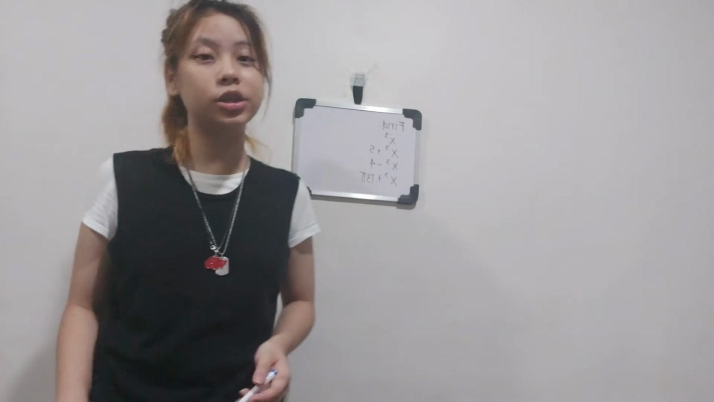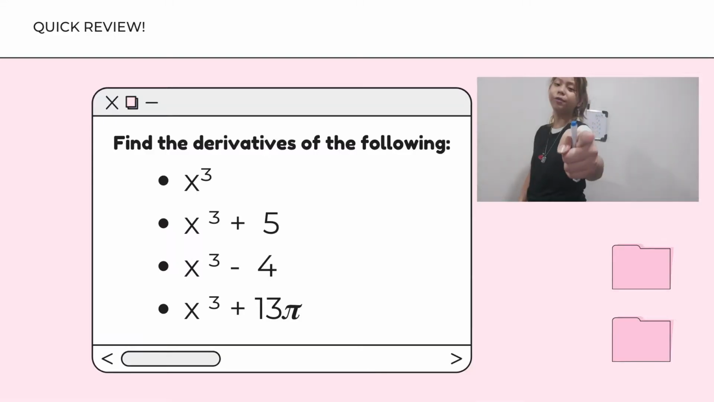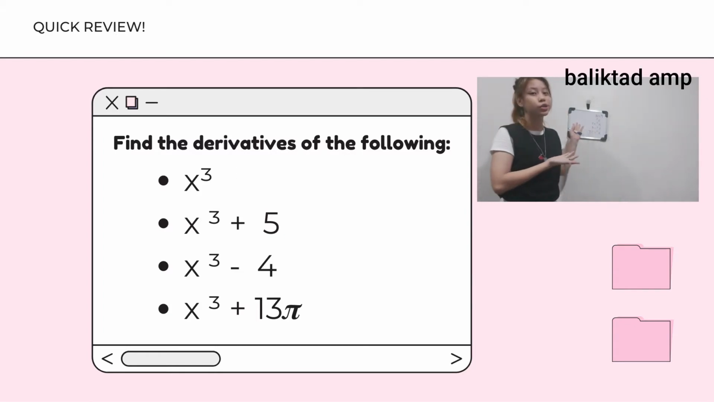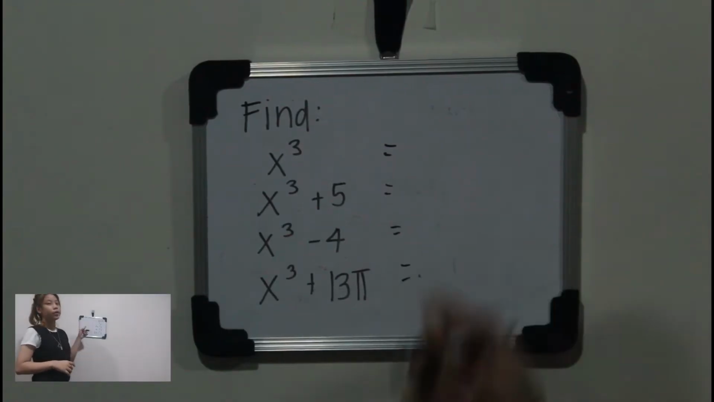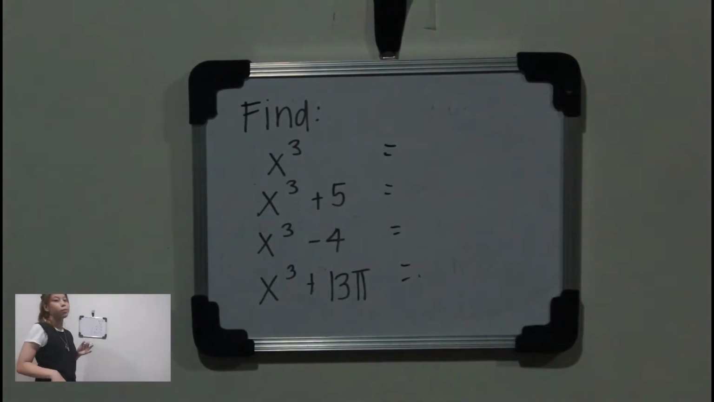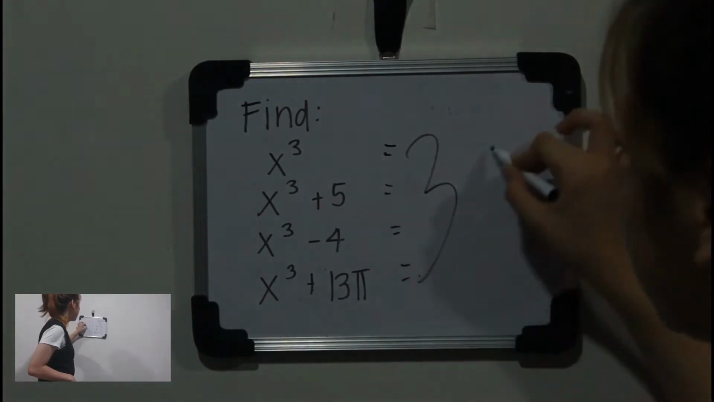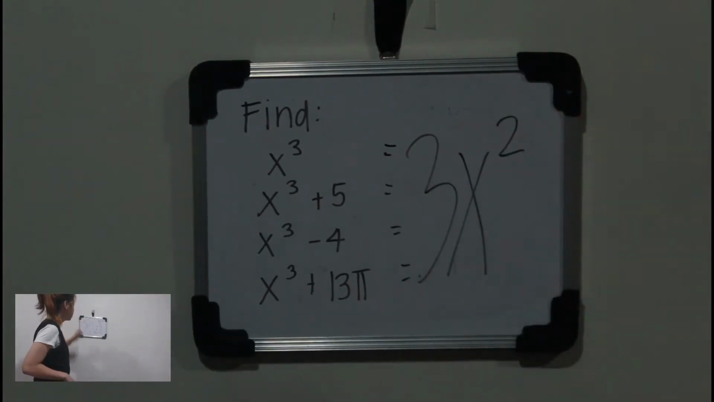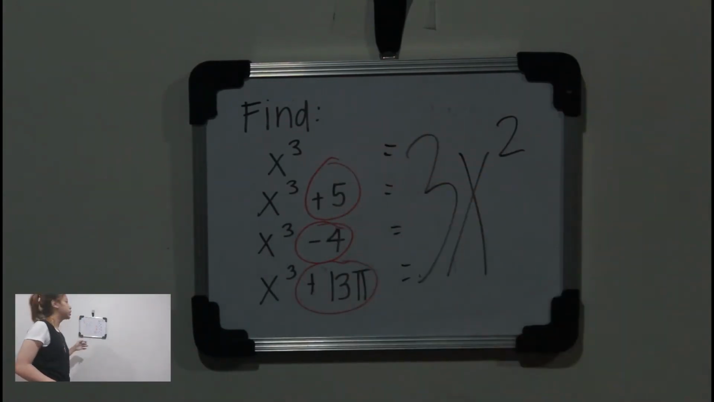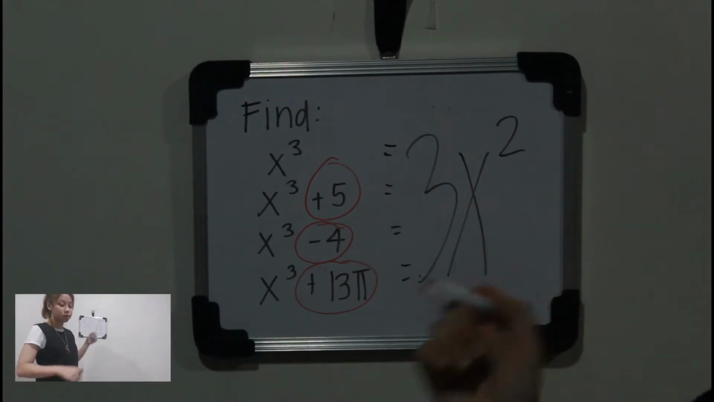So, before we discuss the basic integration rules, let's have a quick review. Pause this video and try to find the derivative of the given function presented on your screen. If you try to find the derivatives of each one of these, they will come up with the same answer, which is the 3x squared. As you've noticed, this plus 5, minus 4, and plus 13pi were disregarded in our final answer.